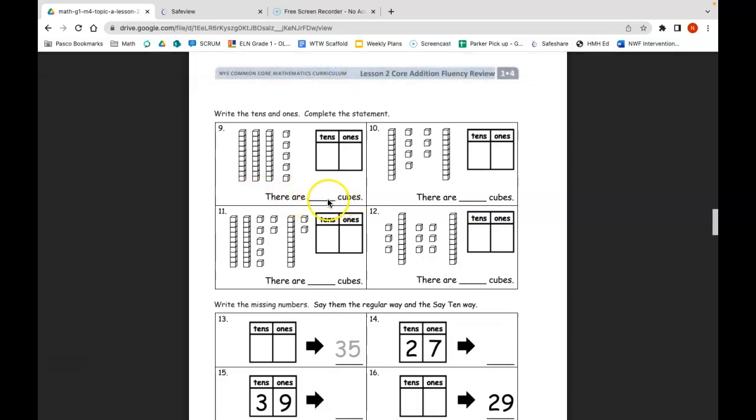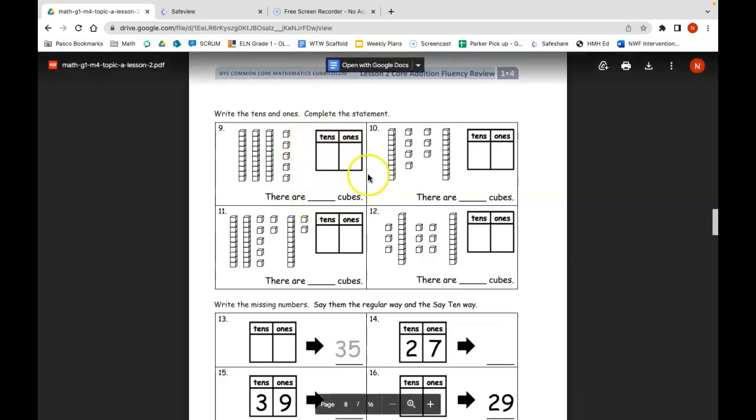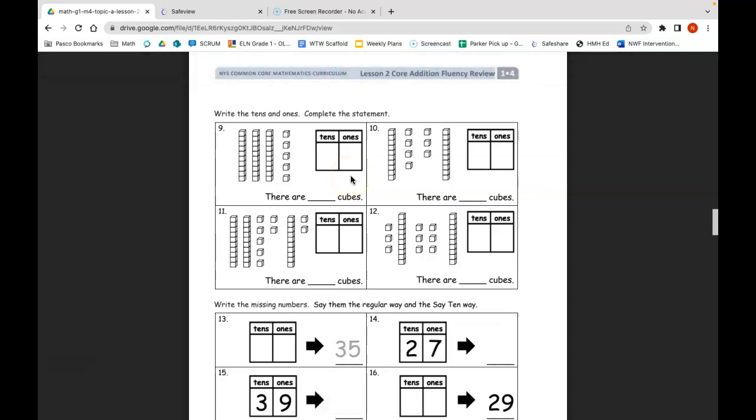After you've written your number here on the line, I want you to put that number into the place value chart, just like we did earlier when we were practicing. So do that for all 4 of these problems, okay? Circle your groups of 10, write that number on the line of how many you have total, how many 10s and 1s, and then put that into a place value chart.